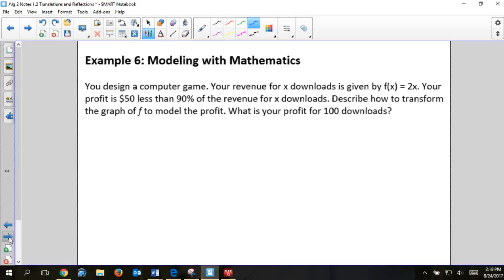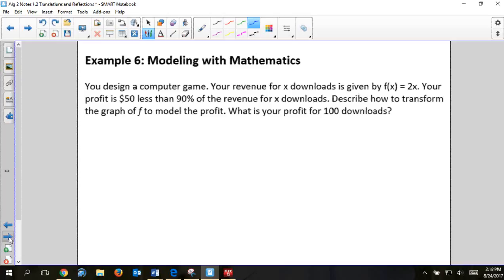So your profit is $50 less than 90% of the revenue for x downloads. Describe how to transform the graph of f to model the profit, and then what is your profit for 100 downloads? So you have 2 questions. Let's write the equation. $50 less than 90%. It does not say, do this, followed by do this. You have to kind of know what happens first. $50 less than 90%.